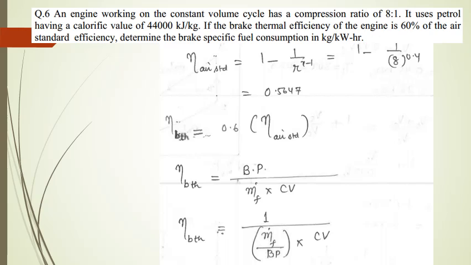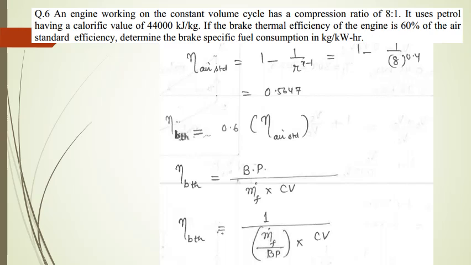So basically the numerator is the output, meaning the power generated by the engine as useful power available on the brake drum, and the denominator of this expression for brake thermal efficiency is mf dot into CV, which is the rate of energy generated by burning of the fuel, by the combustion of the fuel.